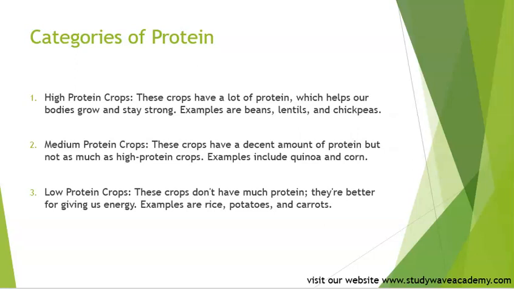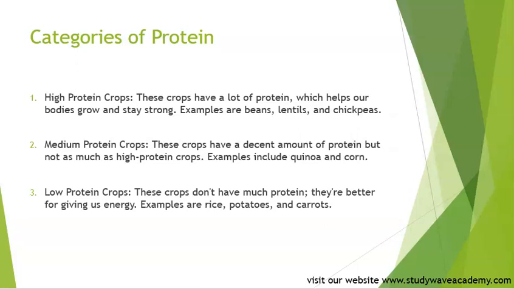Then we have the low protein crops. These crops don't have much protein. They are better for giving us energy. Examples are rice, potatoes, and carrots.